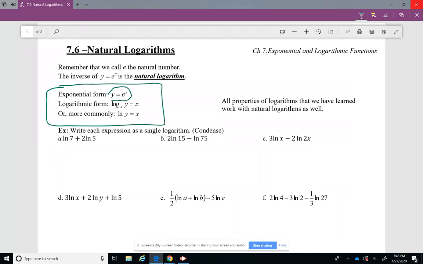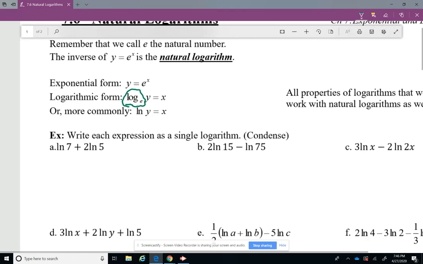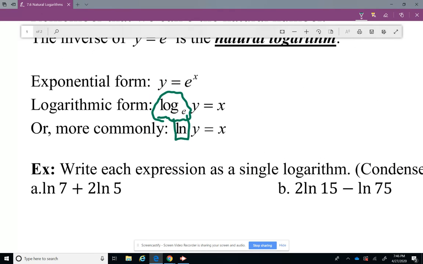Y equals e to the x. If you were going to put that in log form, you're going to say log base e of y equals the exponent, which is x. That's how it's going to look. That's what the second point is right here. Now, what's different about a natural logarithm is you automatically know that a natural logarithm has e as the base. So, in place of log e, you can put ln for natural log.